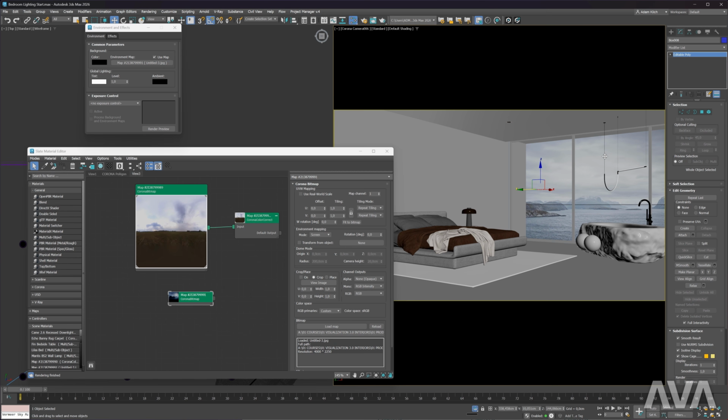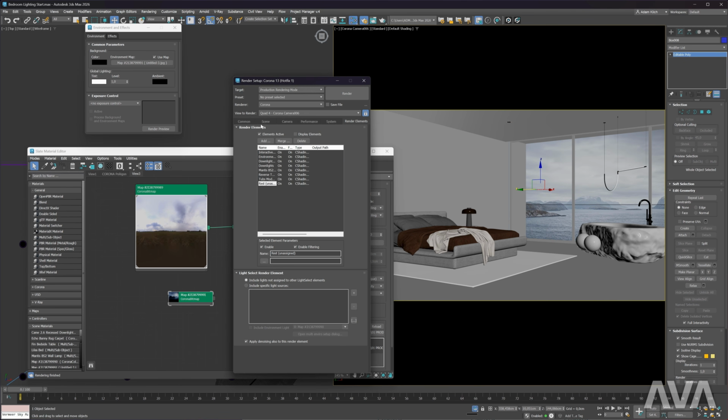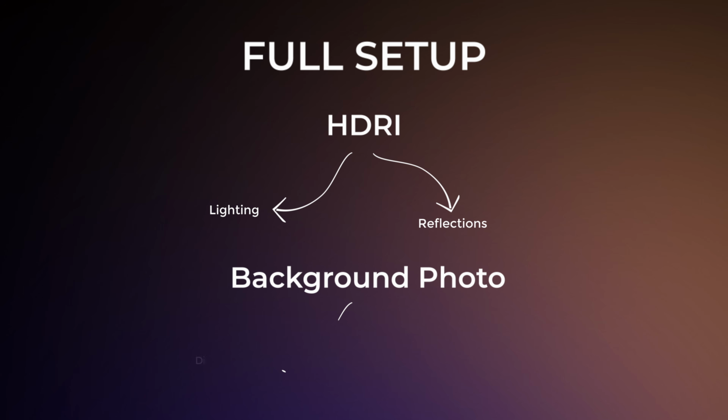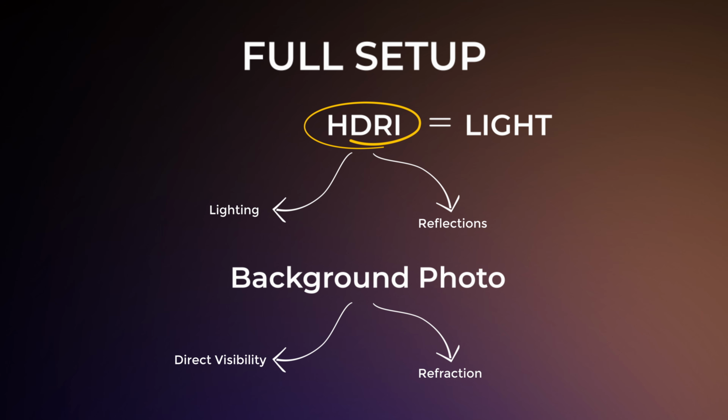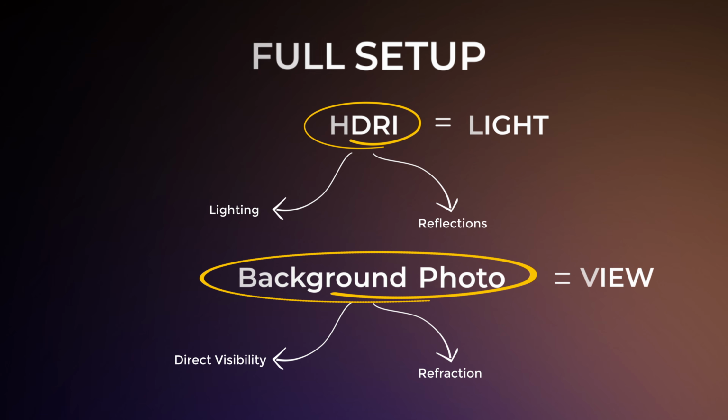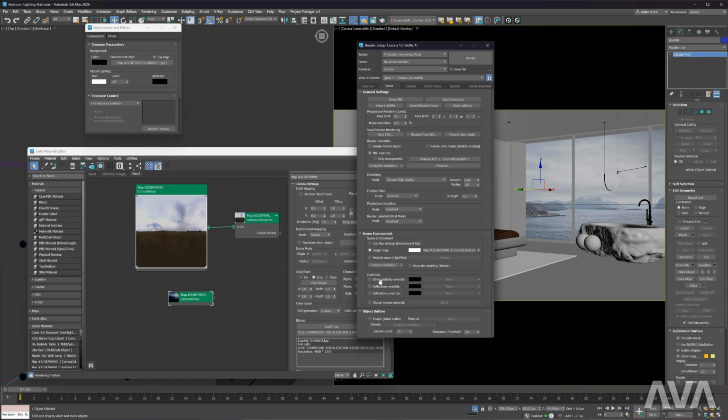Since we have it plugged into the environment, we can now see it updated in the viewport. Then, in the render settings, we also need to override the HDRI. So here is the full setup. We'll use the HDRI for lighting and reflections, while the background photo will be used for direct visibility and refraction. So simply put, the HDRI is responsible for the light, while the background photo is responsible for the view. Let me show you that in practice. In the render setup, go to Overrides. As we discussed, you have to use Direct Visibility Override and Refraction Override.